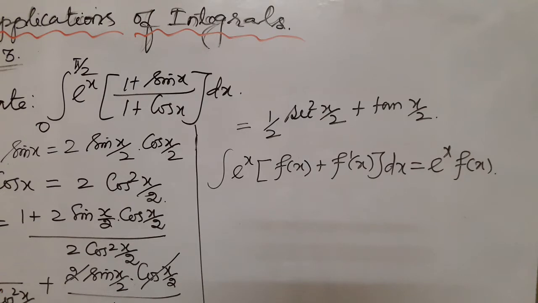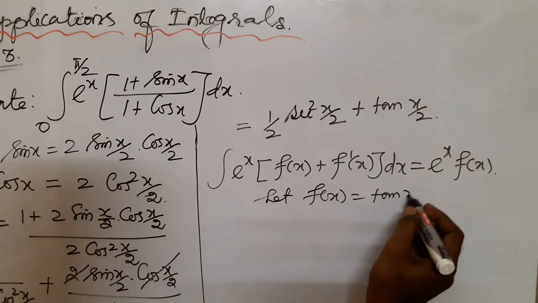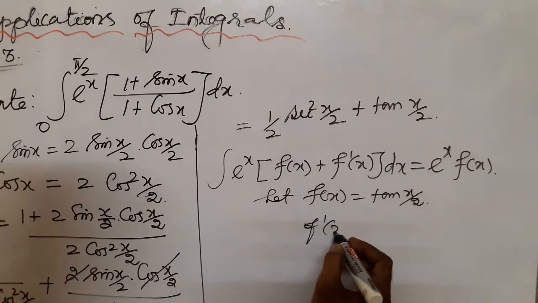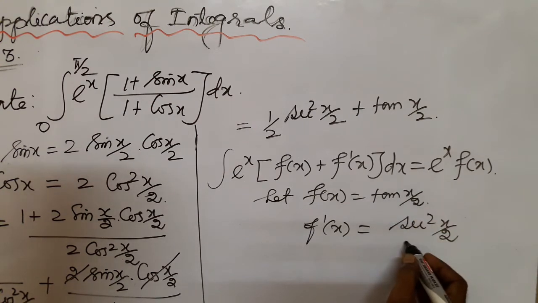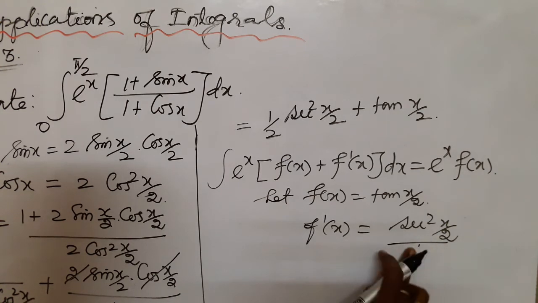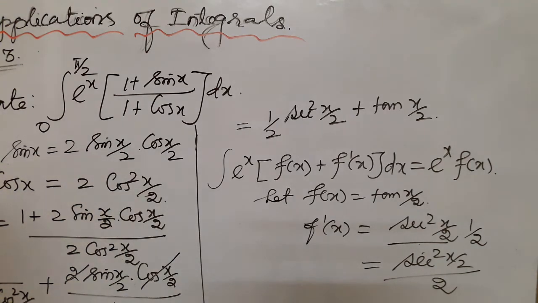So if you are taking f of x as tan x by 2, look here, let f of x is equal to tan x by 2. So the selection depends upon your integration. So you should know the differentiation as well as integration. Your f dash of x, look here, it is secant square x by 2 for tan, and x by 2 differentiation will be 1 by 2. So it is multiplied by 1 by 2. So that is nothing but secant square x by 2 divided by 2. So you should know how to select your f of x.